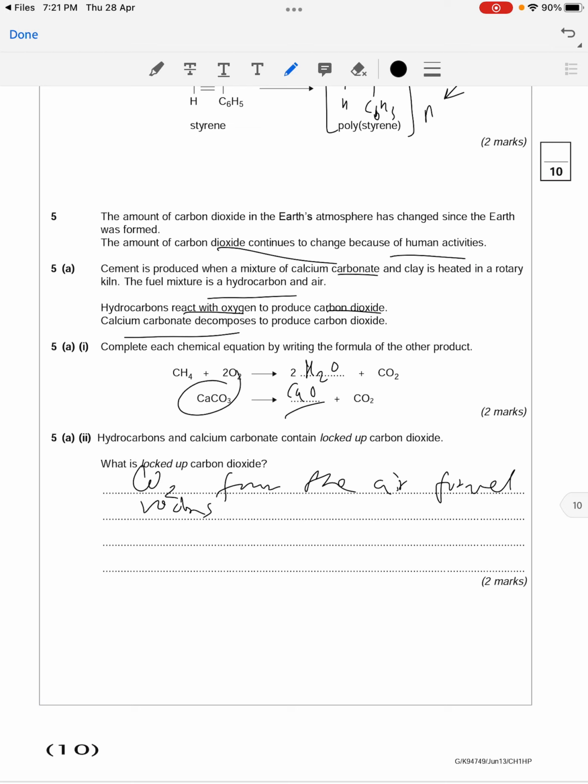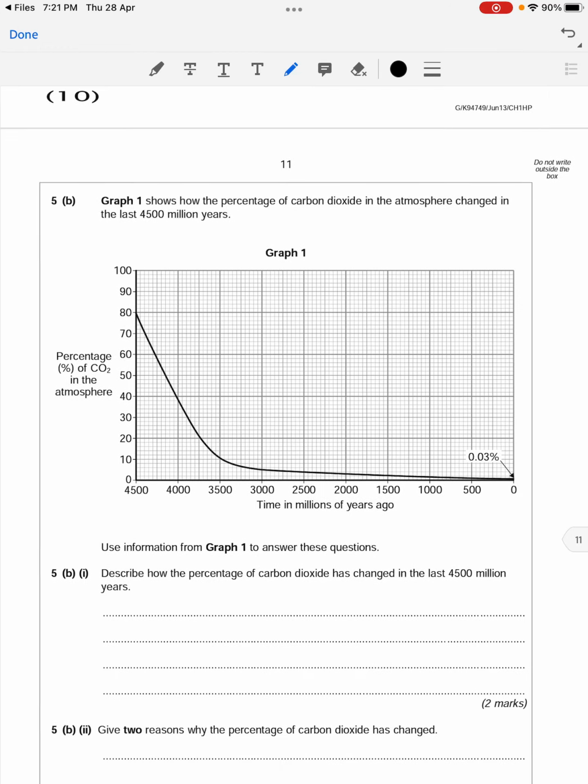This is not part of the marking scheme, but you have to mention that carbon dioxide is from millions of years ago. So the key point that you need to mention here is that the carbon dioxide from the air or during the early atmosphere formed these sedimentary rocks or fossil fuels.